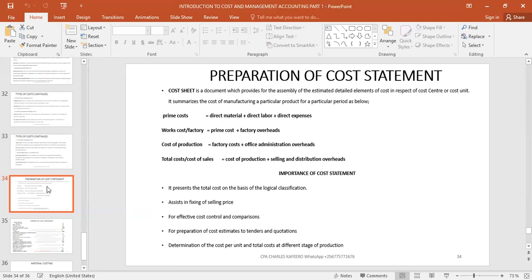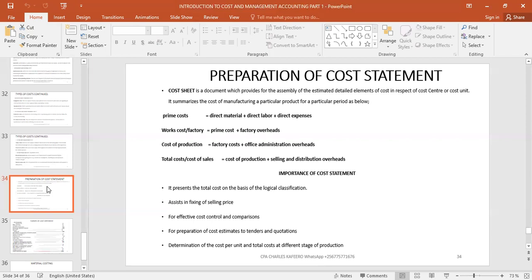It is a summary of cost of manufacturing a product. So it summarizes the cost of manufacturing a particular product. It gives us whatever has been incurred in the production of those outputs, meaning we are going to be dealing with the production or the product costs. Then the periodic cost will come later.